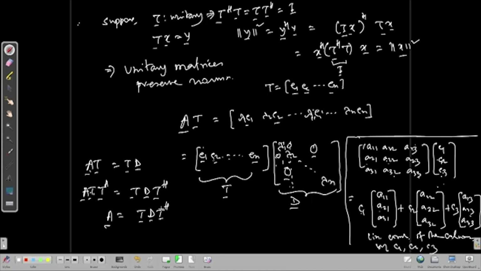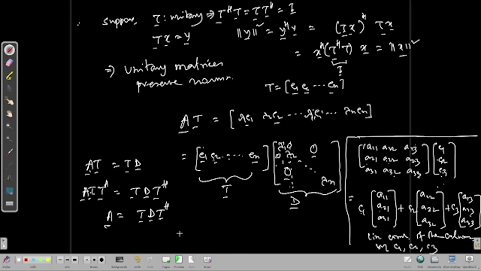So, it is a product of 3 matrices, as though I factorize into a product of 3 factors. T is a factor, D is a factor, T H is a factor, where D is a diagonal matrix, T is a unitary matrix. All right, this is a beautiful result, I will be using it later. If A is Hermitian, this is always doable.